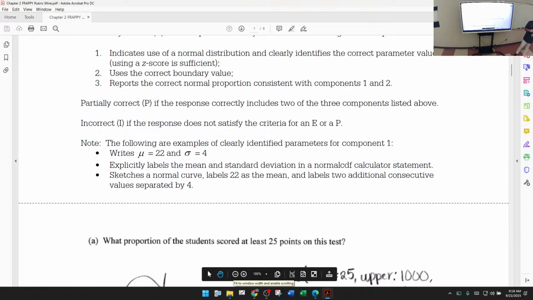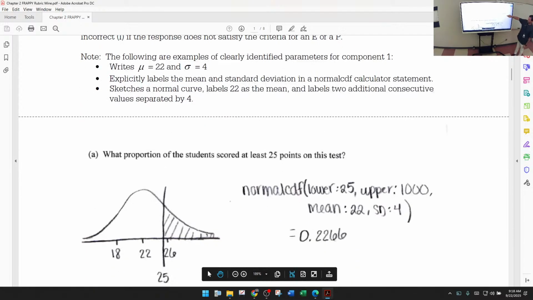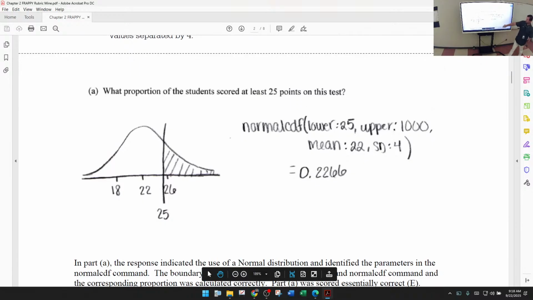Okay, let's look at a student's example. This student drew a normal curve. You got 22, you got 25. I really wish they would have said mu is equal to 22 and standard deviation 4. They put lower 25, upper. They put mean 22, SD 4. They put 0.2266.